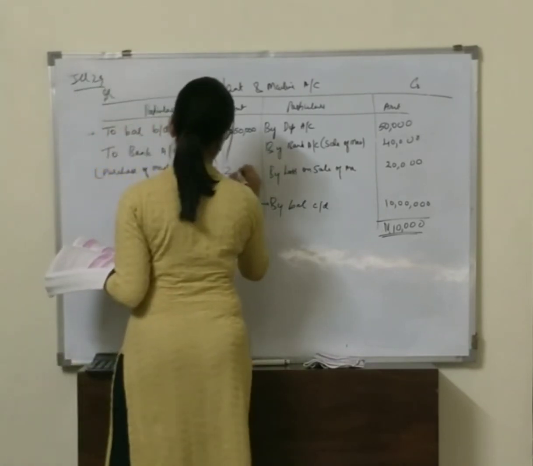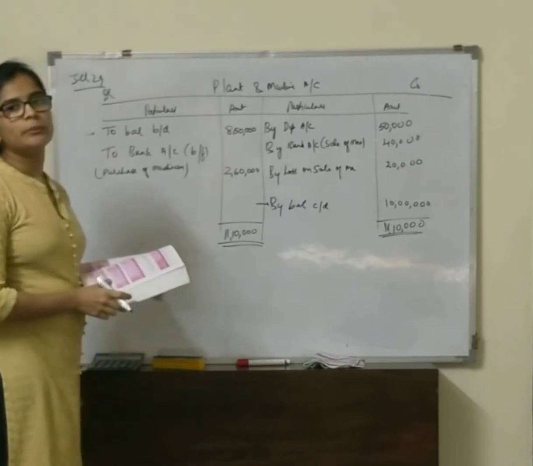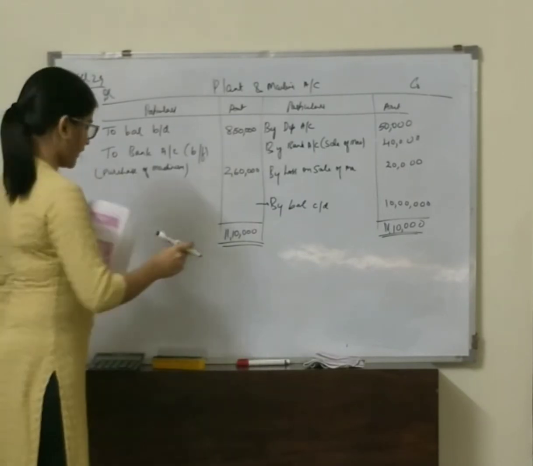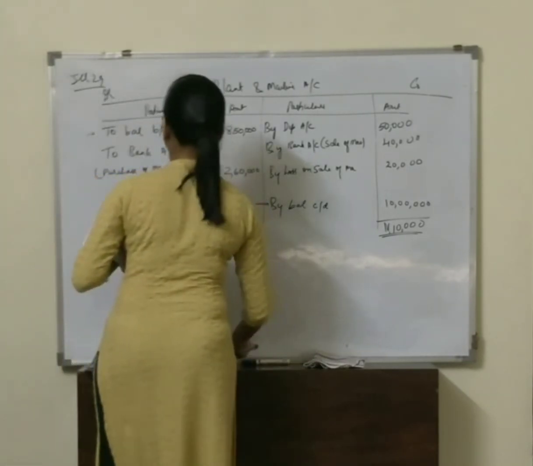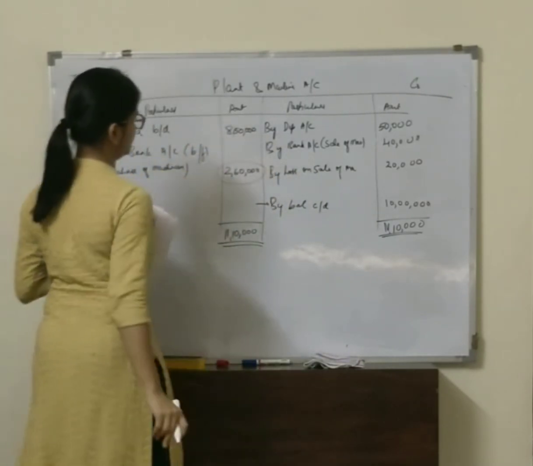We will get 2,60,000. So what all will be included in cash flow from investing activity? There is a purchase of machinery 2,60,000. This will be included.